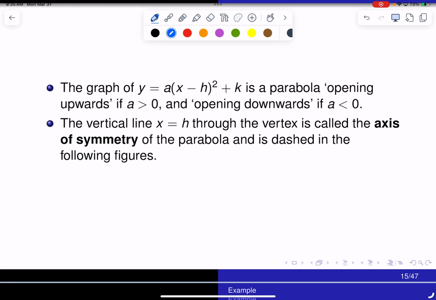We talked about this. What page is this on? 190. We're on page 190. All right, so we've got x minus h, quantity squared, plus k, and then we've got the value of a. The parabola opens up if a is greater than 0. It opens down if it's less than 0. Is everybody okay with that?